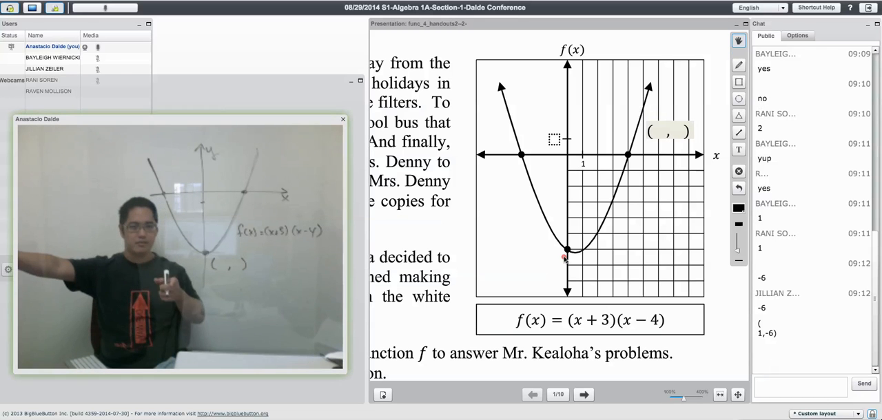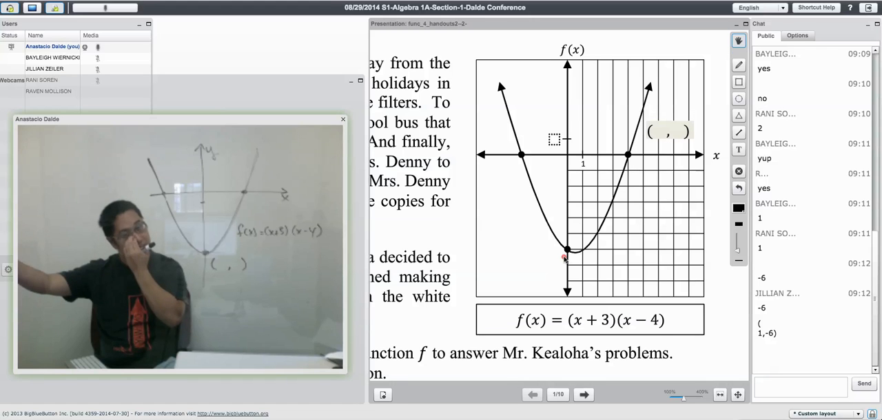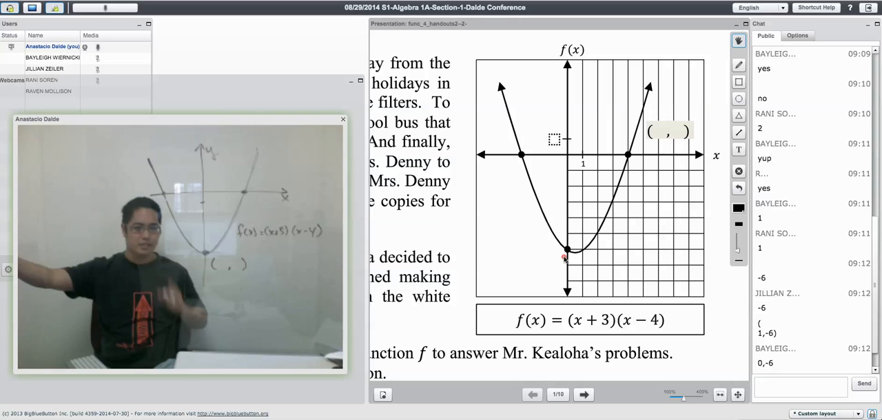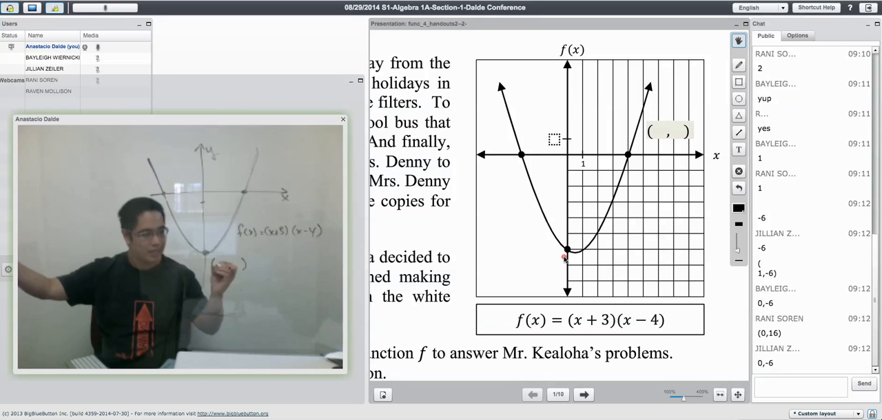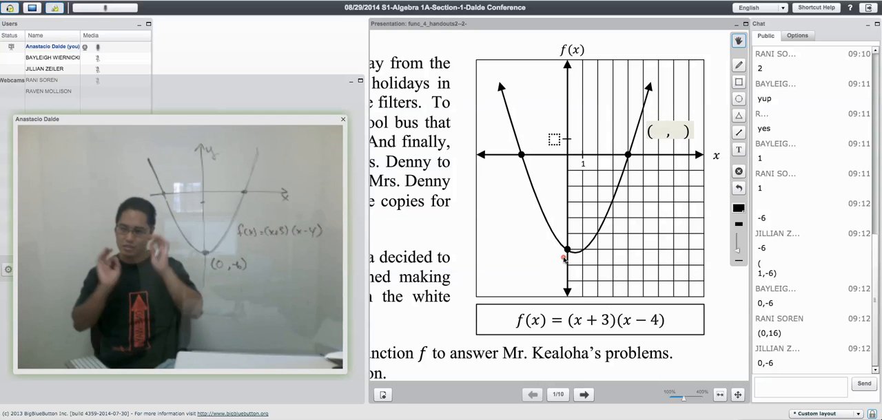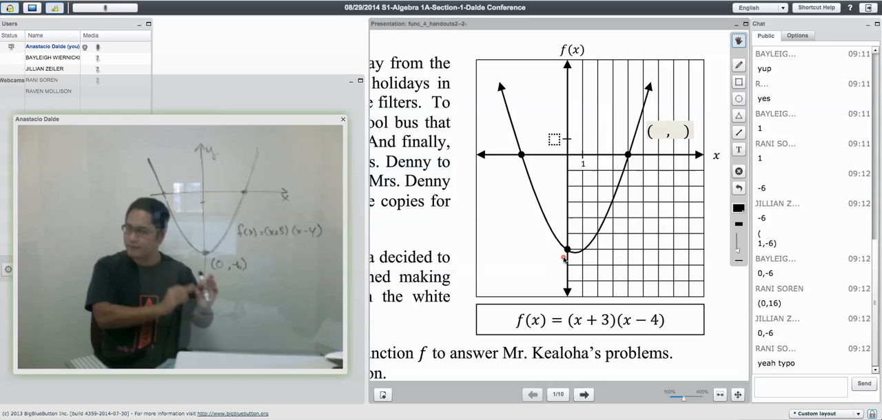1 comma negative 6. Close, Jillian. Not really. You're one number off. 0 comma negative 6. There we go. Exactly. 0 comma negative 6. That's totally off, but I think you just typoed it by accident. Jillian, do you understand why it's 0 comma negative 6?